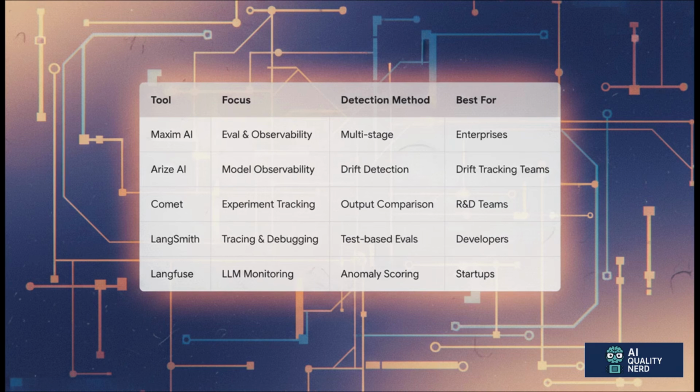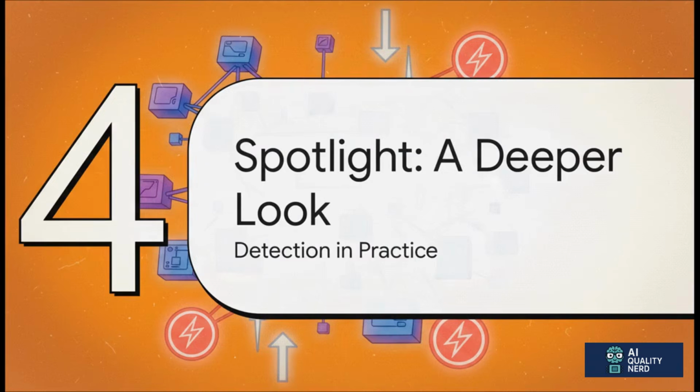Arize AI is all about watching for performance drift. Comet is a powerhouse for R&D teams. And then you have LangSmith and LangFuse, which are super developer-focused, all about debugging. The whole key is matching the tool to what your team actually needs. All right, that's the high-level view, but to really get a feel for this, let's zoom in a bit.